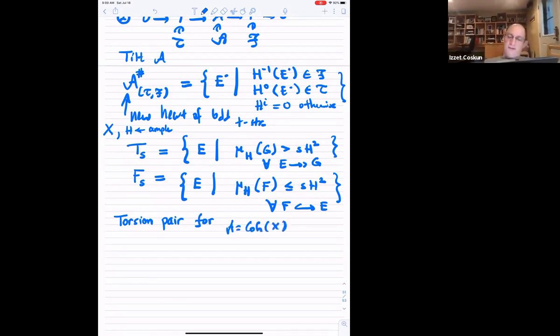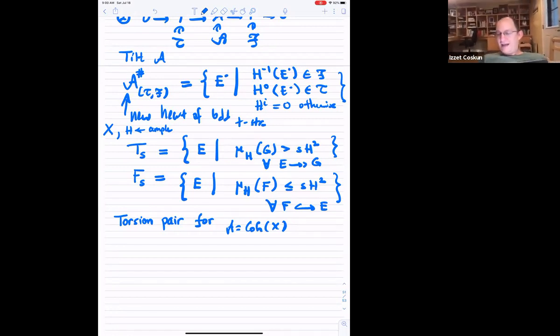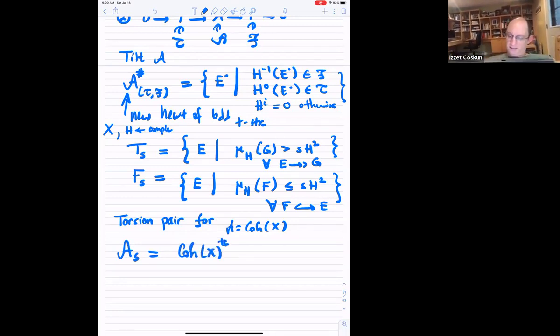And now, why is it a torsion pair? If you have something where all the Harder-Narasimhan factors have slope bigger than S H squared, then you can't map to something where all the Harder-Narasimhan factors are less than or equal to S H squared, right? By slope stability, any map like that has to be 0. And if you have any sheaf, then you can split it into parts where the Harder-Narasimhan factors have slope bigger than S H squared and those that have slope less than or equal to S H squared. Okay? So it is a torsion pair, and then what you do is you tilt. The category A_S that we are going to take is the tilt of the category of coherent sheaves with respect to this pair.